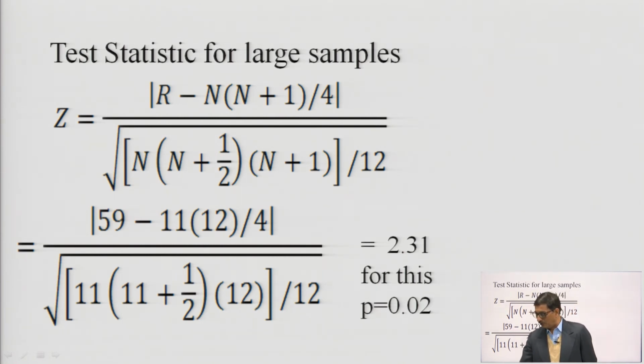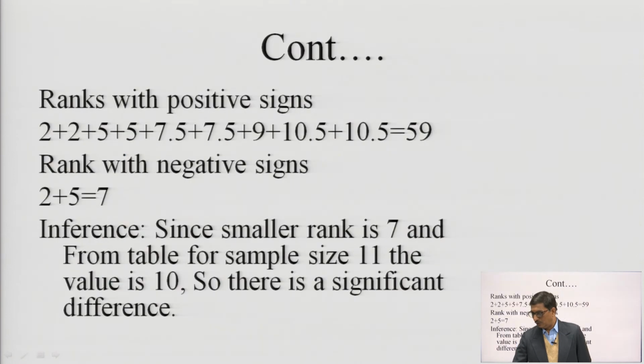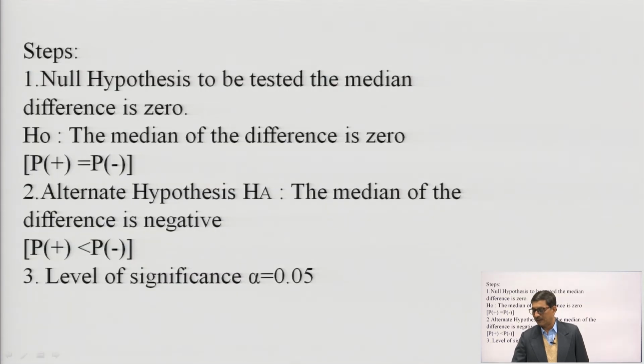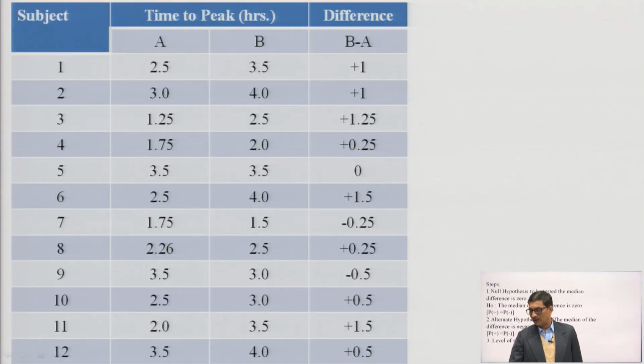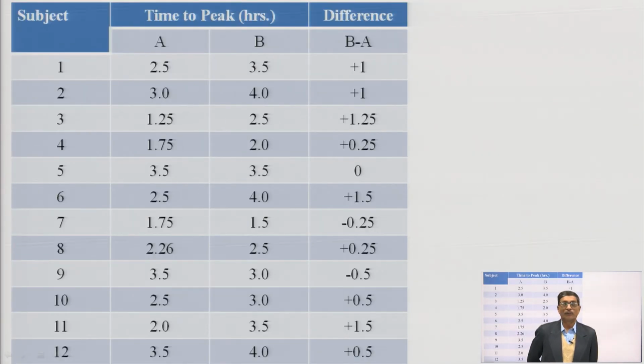As the p value is 0.02, this is a significant difference. That means this calculated value is greater than the standard value of z. So, the p value is 0.02 and we accept the alternate hypothesis, and we consider that there is a significant difference between the two formulations, as the median difference is not 0. You can say the time to peak for both formulations has a significant difference.